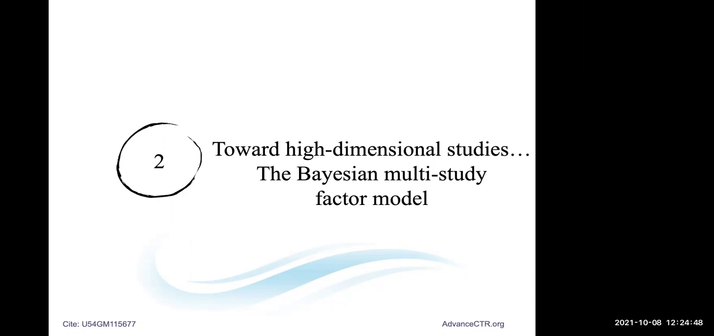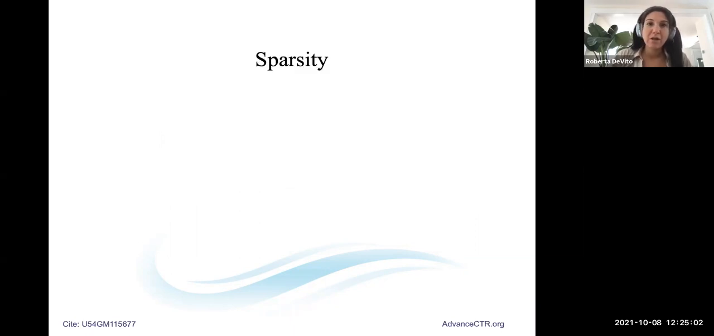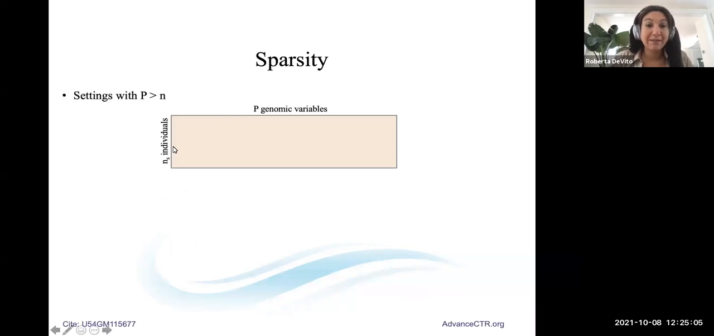Yeah. Okay, thanks. So the second part is regarding high dimensional data. And what do I mean by high dimensional studies? What we have, and this is especially true in these genomic applications, is a sample size with a lot of genomic variables. And so we have a setting where the number of variables P is greater than the number of individuals, the sample size in each study.